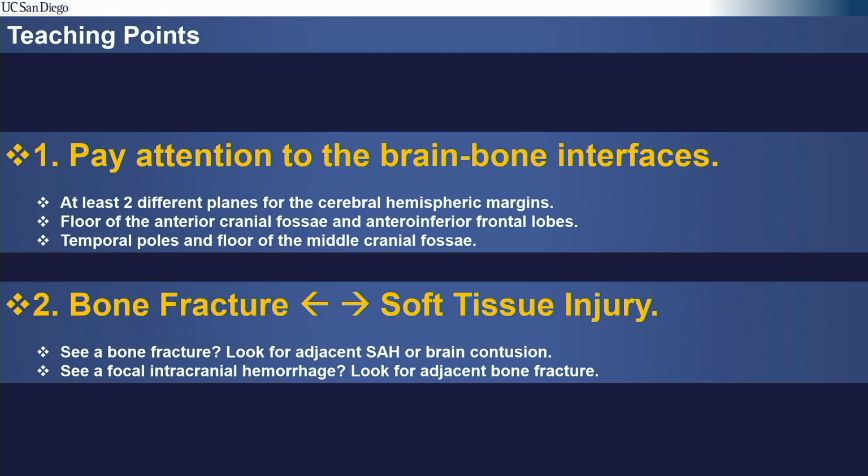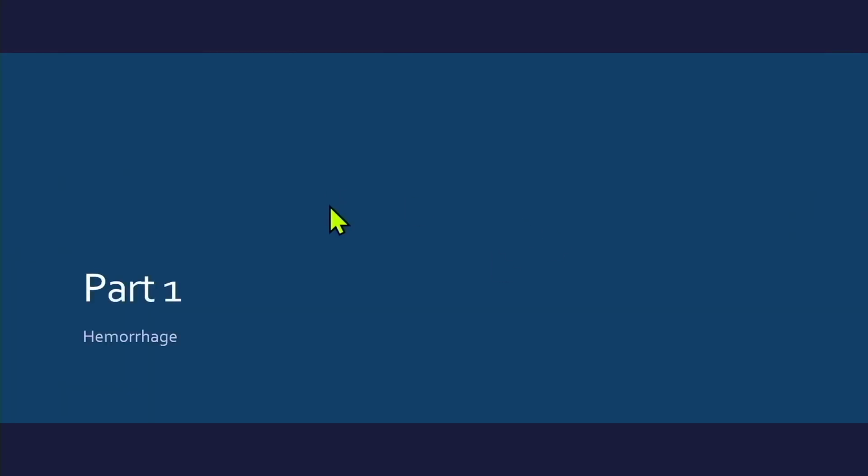Number two is if you see a fracture, you should definitely look around the fracture for any kind of soft tissue injury. That could be a scalp hematoma, or intracranially could be an extra-axial hemorrhage, could be a small hemorrhagic or non-hemorrhagic contusion right next door. Conversely, if you see something intracranially that's a focal hemorrhage or contusion, look at the bone right next to it, because you might see a fracture. And I'll show you an example of this, because while making this lecture, I actually did catch a fracture that I missed. So let's start with part one here.